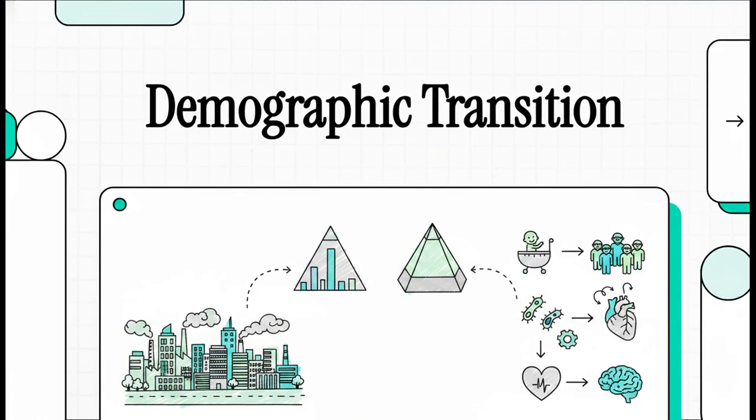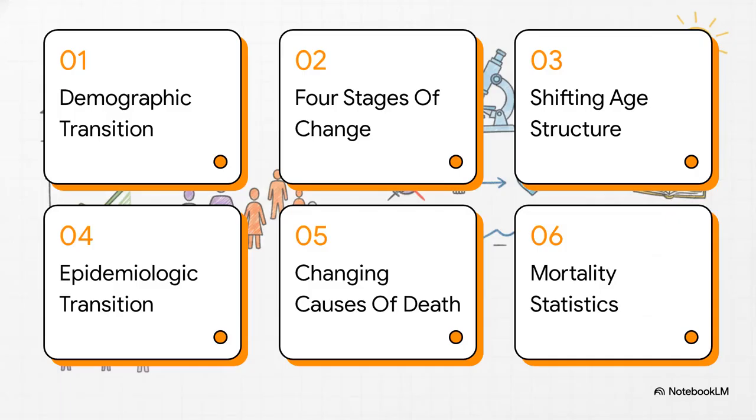Today, we're mapping out one of the most profound, literally game-changing shifts in human history. We're going to look at how a society's economic engine completely rewires its population size, its age structure, and ultimately, what puts its people in the ground. Okay, let's dive right into our roadmap for today.